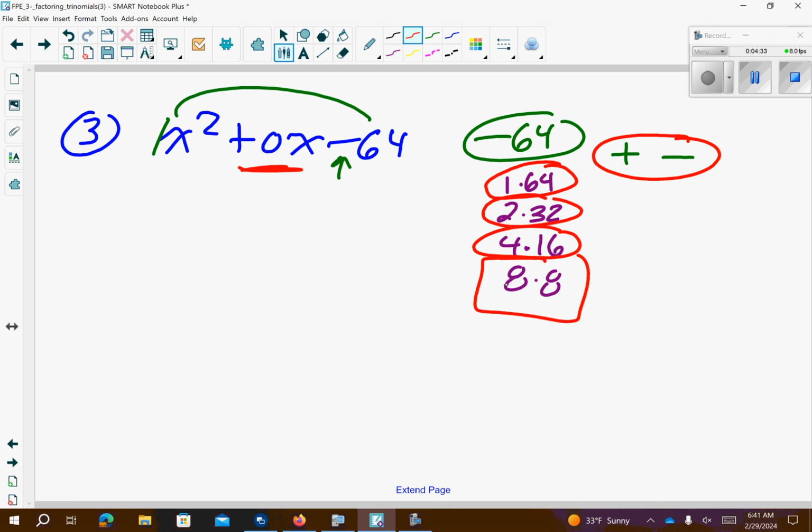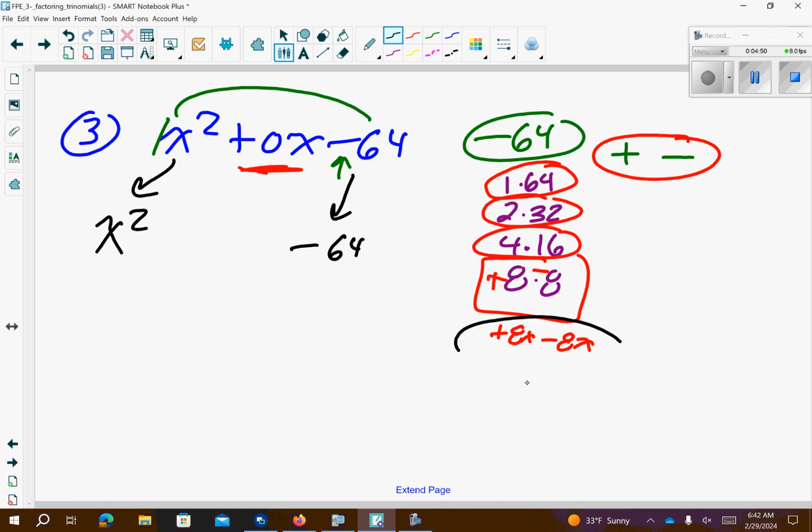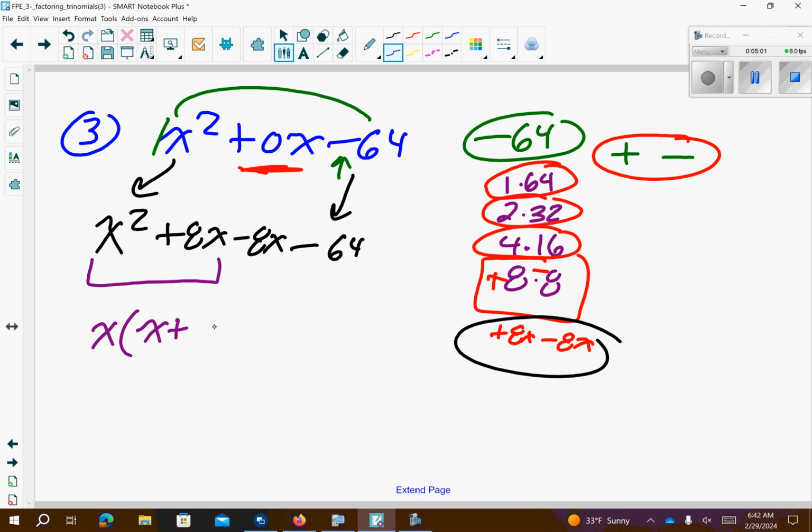But this one here, if one is positive and one is negative, and I add them together with the x's, that's going to make that 0x. Perfect. So let's go ahead and plug this in. Grab x squared, that comes down, minus 64. I'm going to plug this in, so I'm going to go plus 8x minus 8x, and again I could have flip-flopped the order, doesn't matter. That's going to give me an x out front, and then an x plus 8. The middle sign comes down, so here I can factor a negative 8 out, which changes the sign. If I factor negative 8 out of negative 8x, that's going to give me a positive x.